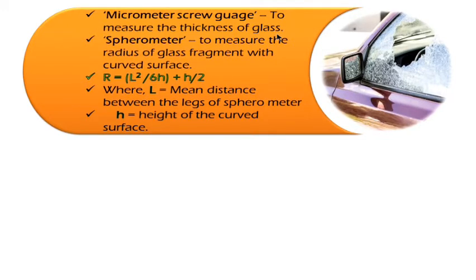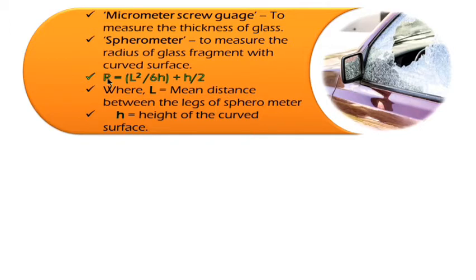The thickness varies from glass to glass, so that we can identify what the glass belongs to. A spherometer is used to measure the radius of glass fragments with a curved surface, like lenses, car lenses, or any glass that has a curved nature. Why are we doing all such things? To know the manufacturer, identify the exact glass composition and what the glass is made of.